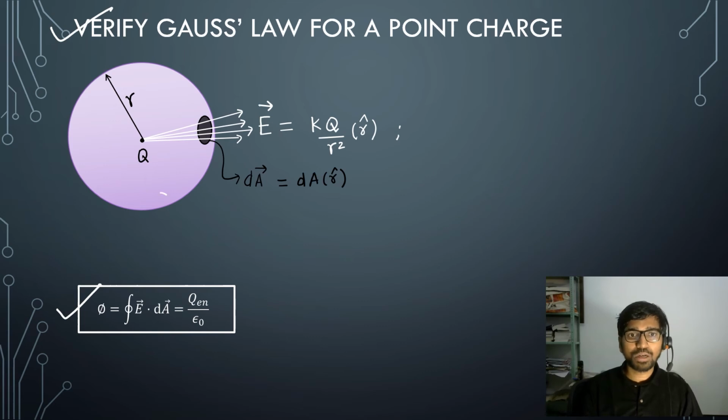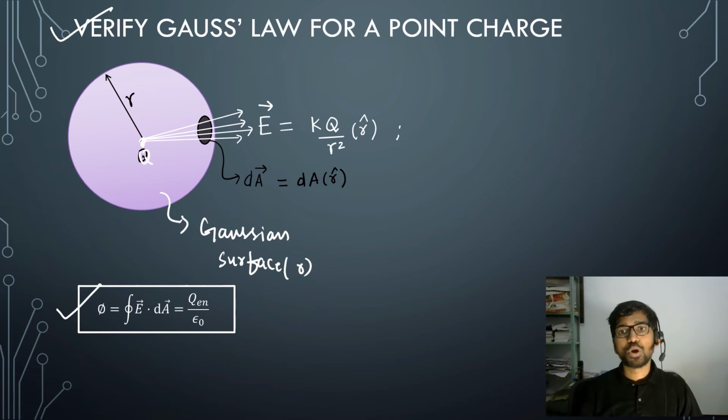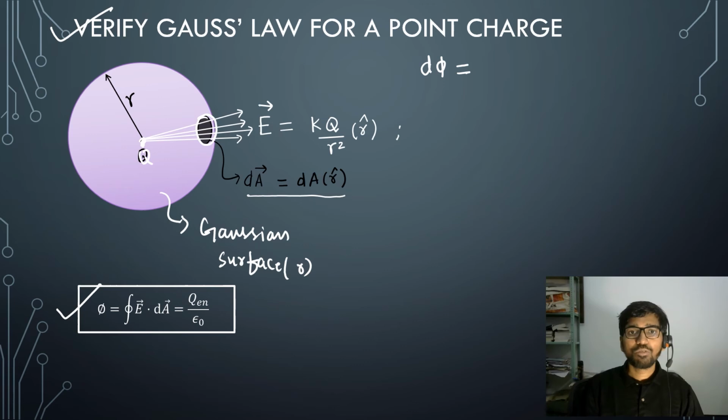How will I do that? I will take a Gaussian surface, a spherical Gaussian surface of radius r, centered at the point where the point charge capital Q is placed. I will take a small area dA, this, and I will find out the flux crossing this area. We already know that the expression of the electric field for a point charge is kq by r square r cap. We have already seen it in the previous slide.